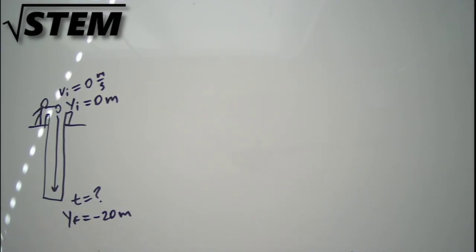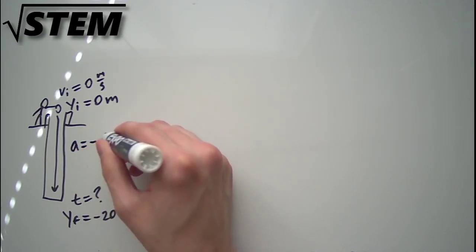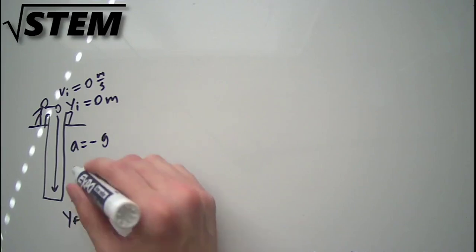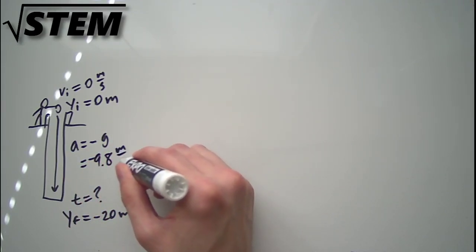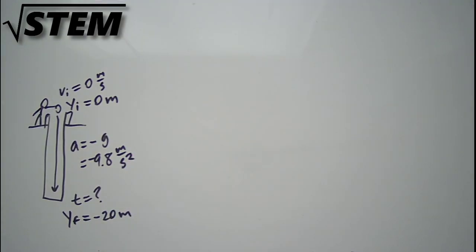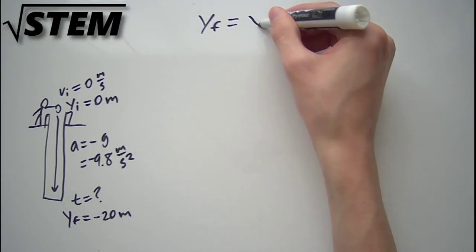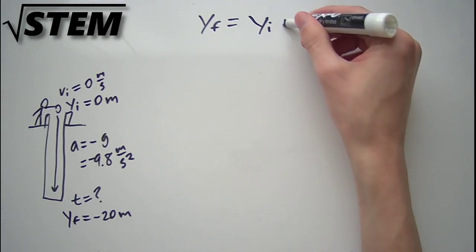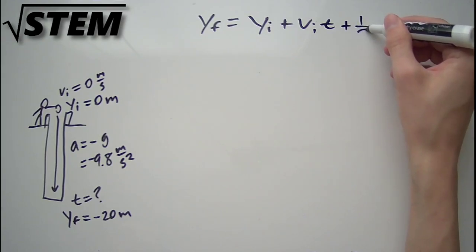We'll have it negative since it's below the ground, and since it's in free fall, we know that the only acceleration it's experiencing is minus g, our gravity constant, or minus 9.8 meters per second squared. Okay, so to solve this, we're going to use a kinematic equation, the same one we used in yesterday's video, but instead of x's, we're going to use y's just because we're talking about the vertical dimension.